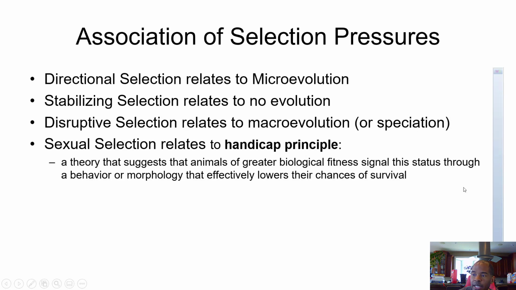So now when you associate these words, directional selection is microevolution, a change in allele frequencies. Disruptive selection is macroevolution or speciation. And stabilizing selection is not evolution at all in this respect. And sexual selection, we've talked about already. I'm just relating it on the sheet so you have a place to put it all together.